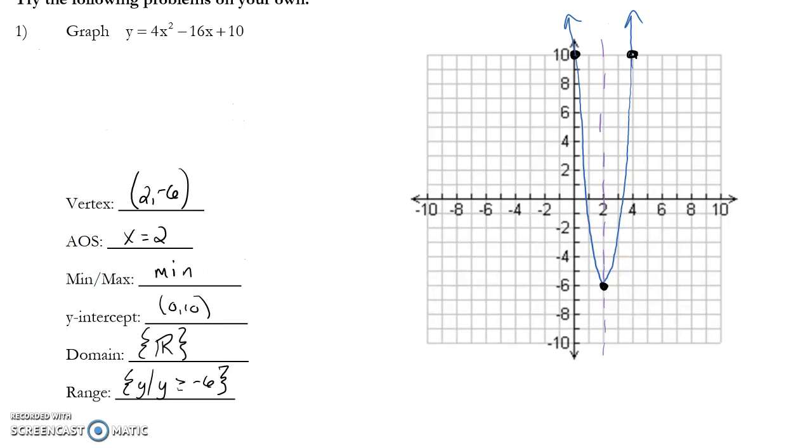Alright, so here for example 1, we find our vertex, we find our axis of symmetry. This is a minimum, and the y-intercept is at 0, 10. All real numbers for the domain, and the y has to be greater than or equal to -6. I'll take another 5 to 10 second pause here before I display the answer to 2 on the back.